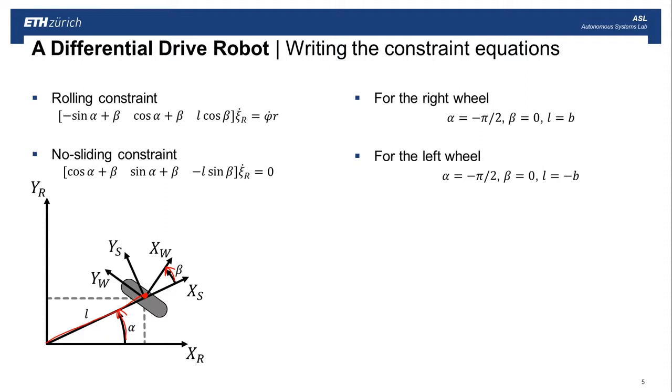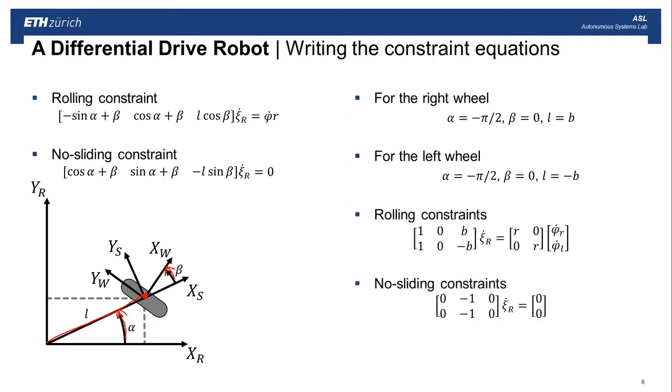Now for this particular robot configuration and this wheel diagram, we can just write down what those configuration parameters are, alpha, beta, and L. So for the right wheel, we have alpha is negative pi over 2, beta is 0, and L is B. For the left wheel, alpha is negative pi over 2, beta is 0, and L is negative B. And if you plug these numbers into these equations and stack them up, you end up with these stacked equations, one for the rolling constraints and one for the no sliding constraints. And that's just a really straightforward substitution and then evaluating those cos and sine values.